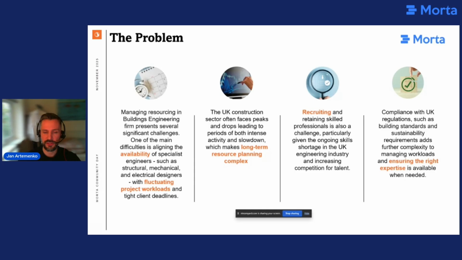So the problem we're facing with resource management, we can separate into, let's say, four different categories. The first and the main one is to know who's available when, with projects changing every day. None of the projects is perfect. Clients have different demands and projects are being put on hold. So it's sometimes quite challenging to keep everyone busy, or not too busy.